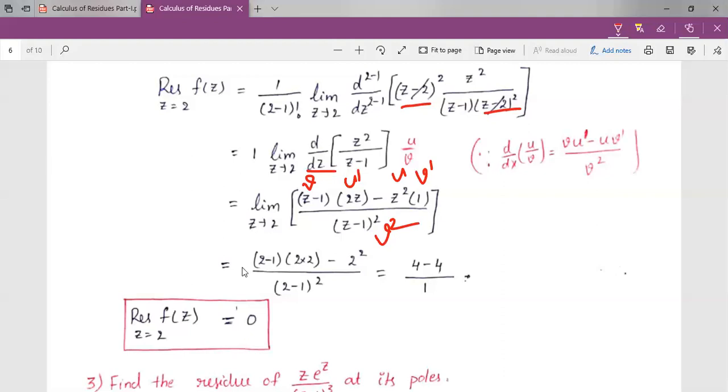And finally, we replace the limit value, that is z tends to 2. We get 4 minus 4 by 1, that is 0. So the residue of f of z at the pole z equal to 2 of order 2 is 0.